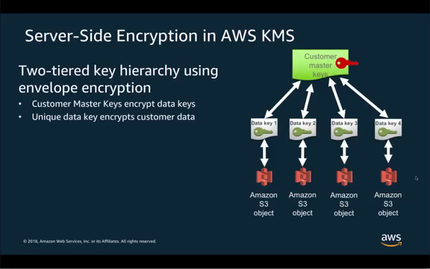Now, if you do a get object, for example, so if you request that your data be decrypted, then S3 will send the encrypted data key to AWS KMS. AWS KMS will decrypt the key by using the appropriate master key and send the plain text key back to S3. S3 decrypts the ciphertext and removes the plain text data key from memory as soon as possible, and the decryption succeeds.